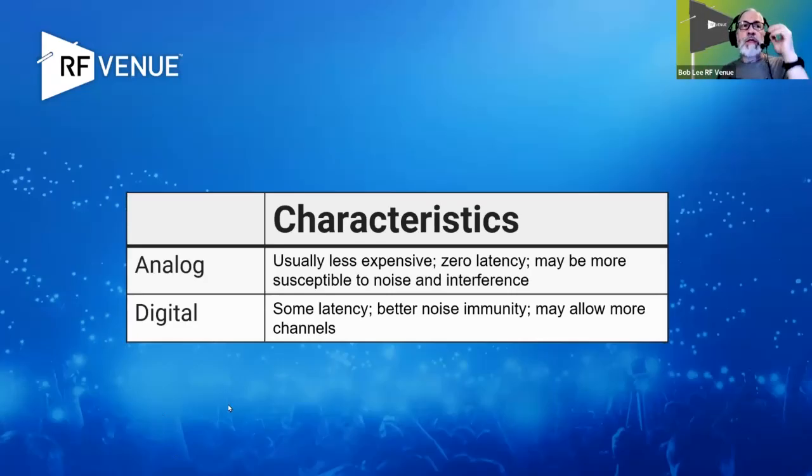So digital also gives us better noise immunity, because, like I said, with analog, the louder or stronger the audio is, the wider the deviation. With digital, we've got a more constant amount of deviation. It's pretty constant. There's a potential for having smaller deviation, which may allow more channels to be used in the system.